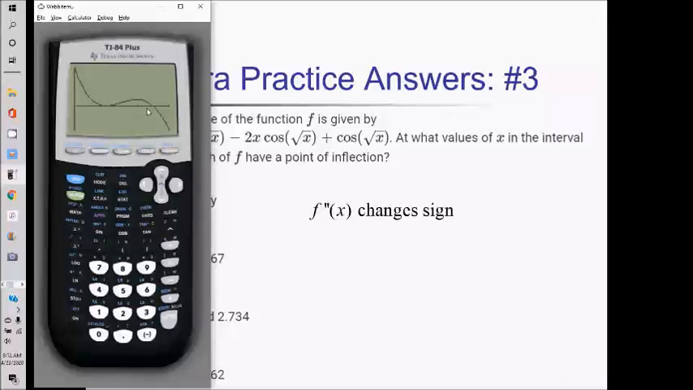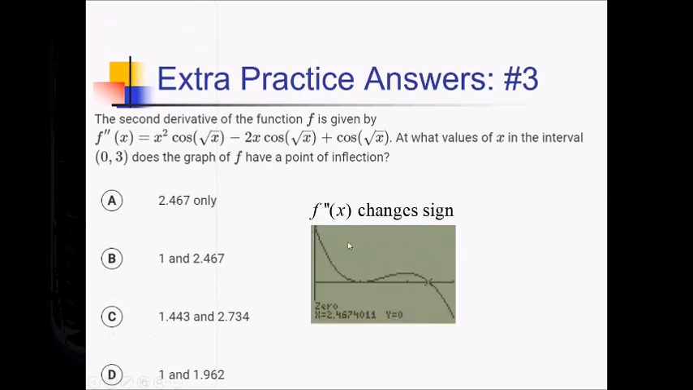Actually, let's find this sign change first, and then we'll zoom in over here just to make sure there's not multiple things going on. So we've got second trace, option 2, zero. Move my spider over here to the right. Press enter a little bit to the left of that intersection, and press enter again, and enter a third time. It looks like we're crossing at about 2.467. So that's definitely one point of intersection.